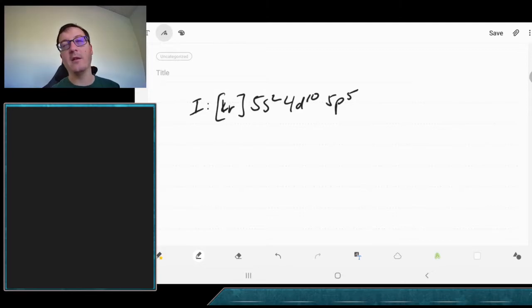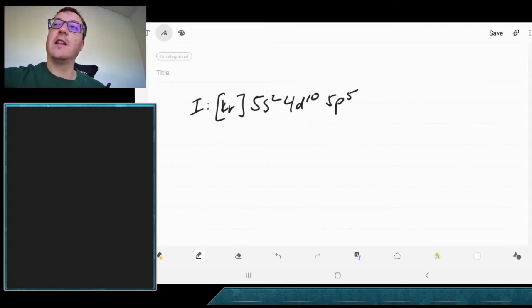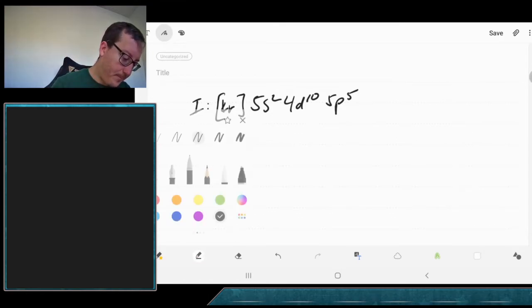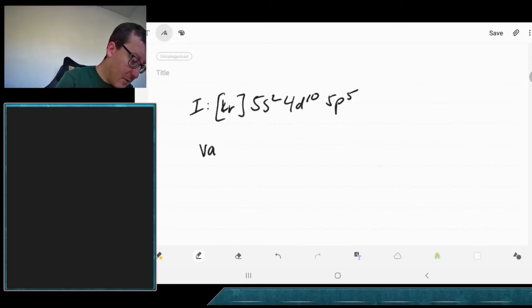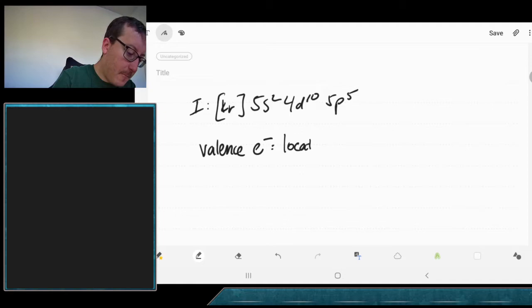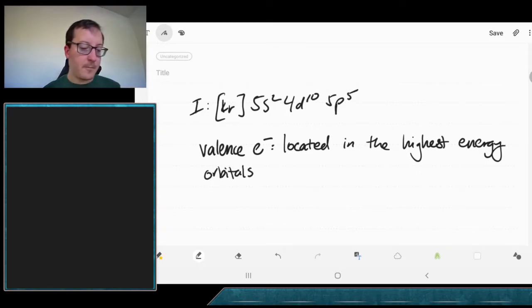And Tuesday, I made the declaration that most of the chemistry that we deal with is in regards to the electrons that are in s and p orbitals. And I think more specifically, we're looking at ones in the higher s and p orbitals. With that, we call those valence electrons. Valence electrons are located within their highest energy orbitals in a given atom.